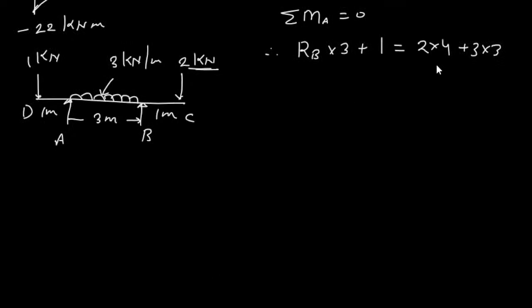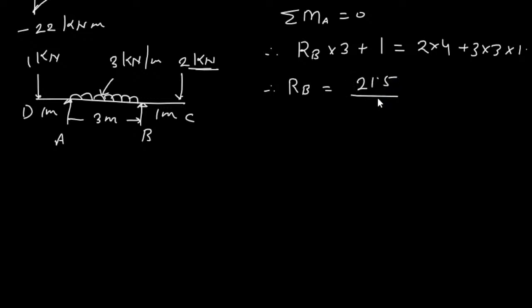So it's into 1.5, right? So therefore this will give me RB. So RB is 2 times 4 is 8 plus 3 times 3 times 1.5. Just a minute. What I have? 8 plus 3 times 3 times 1.5. So this total is 21.5.